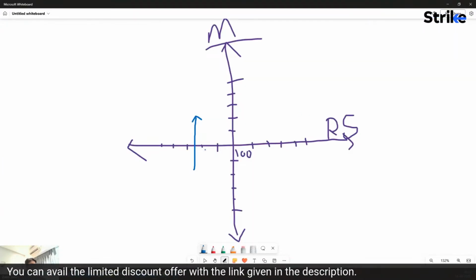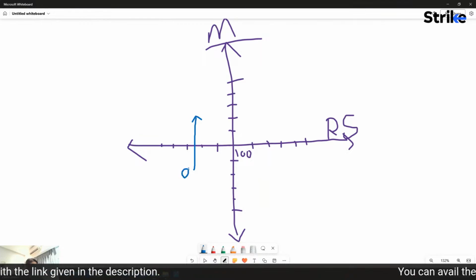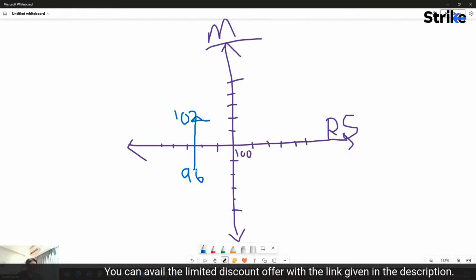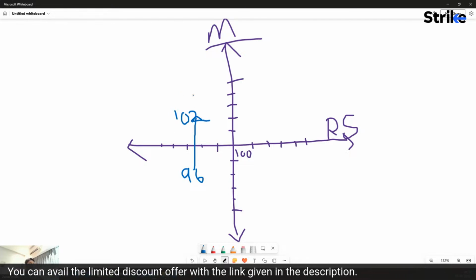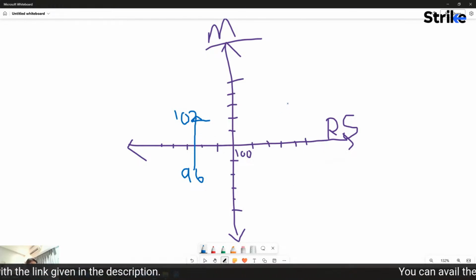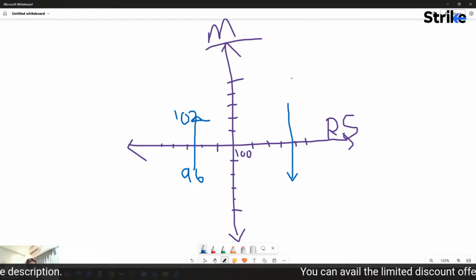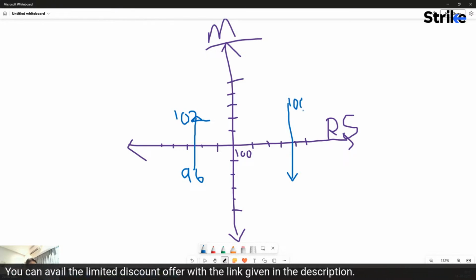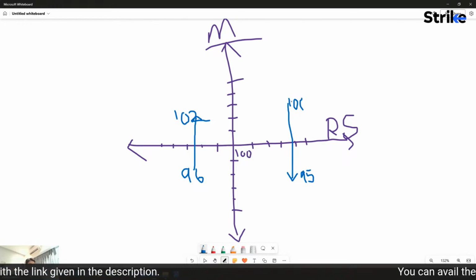So in this example, we see that the arrow has gone up. When the arrow has gone up, we can see that the momentum, which was maybe at 96, has now gone to 102, meaning the momentum has gone up for that particular stock or index. Similarly, if the arrow is sloping downwards, it means the momentum has gone down from maybe 101 to maybe 95, whatever it is. So momentum has gone down.